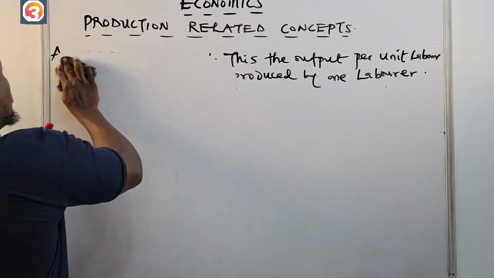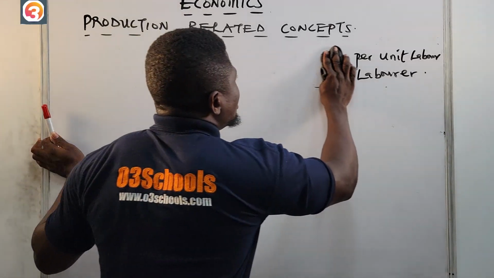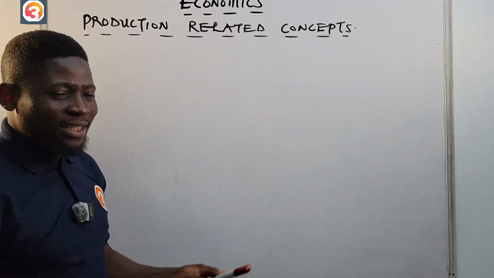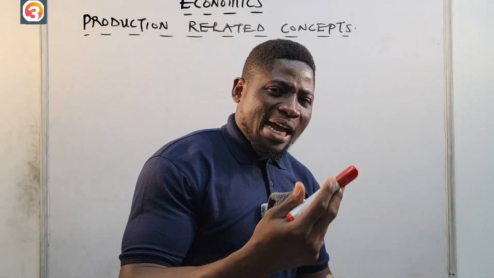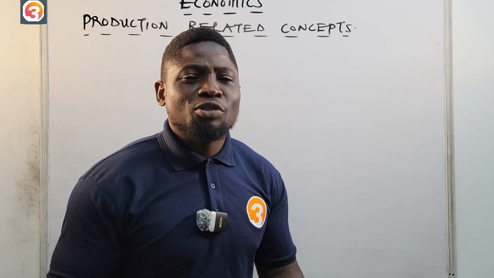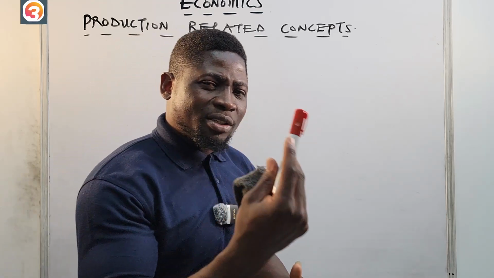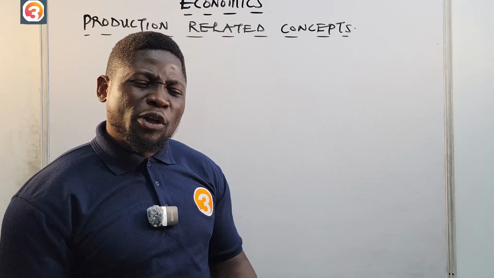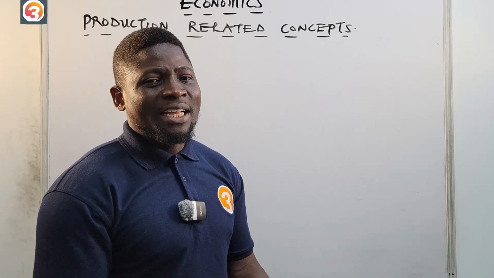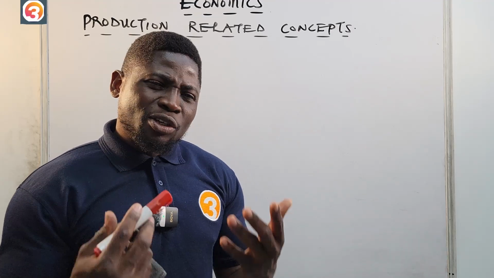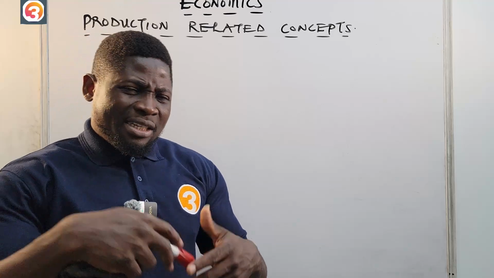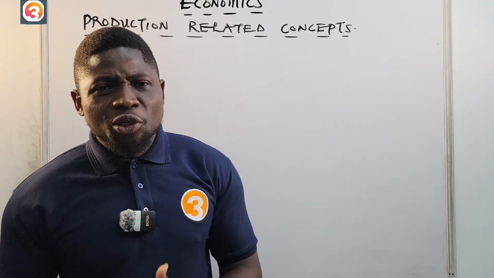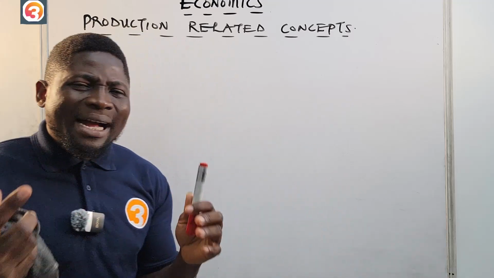So let us go to the third one. The third one now is marginal product, just like the way we talk about marginal utility. As you are consuming pizza, the more you consume, you see that the less satisfaction you are getting. The satisfaction you get when you consume the first slice of pizza is not the same as when you consume the second one, then the third one, the fourth one. You see that the utility will be reducing. So also marginal product.